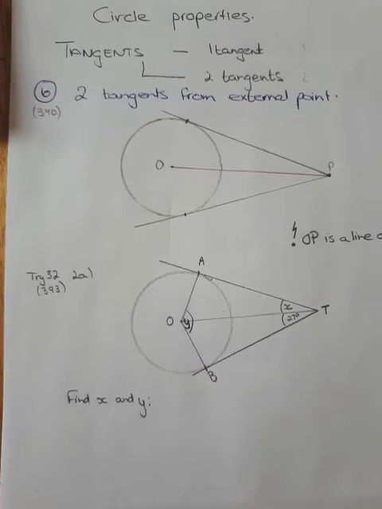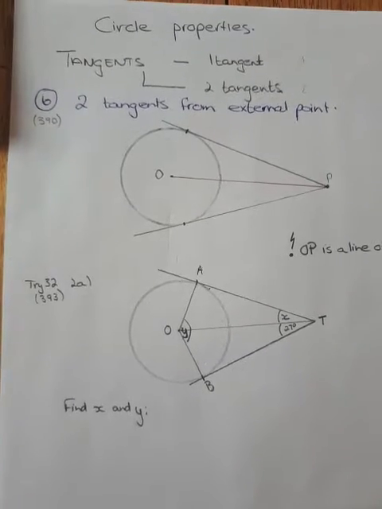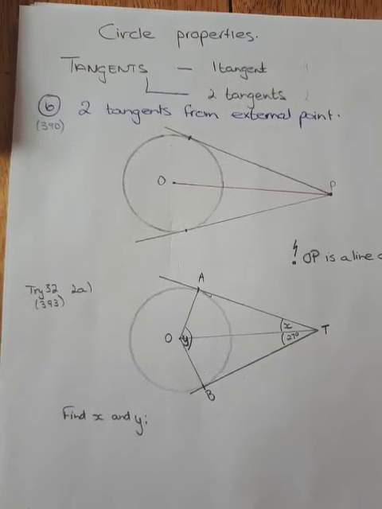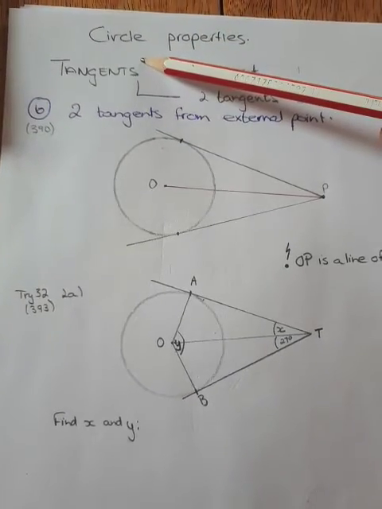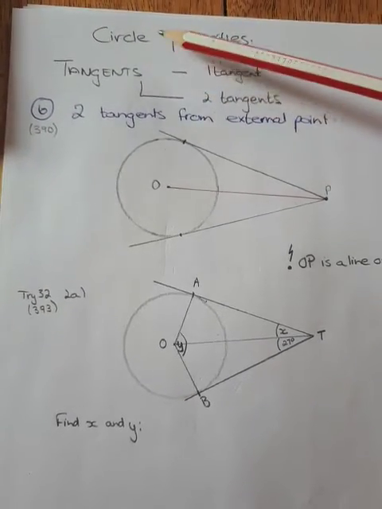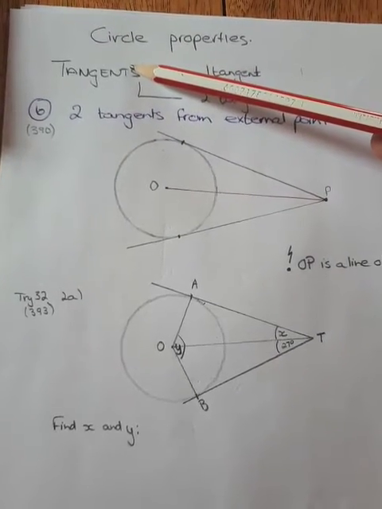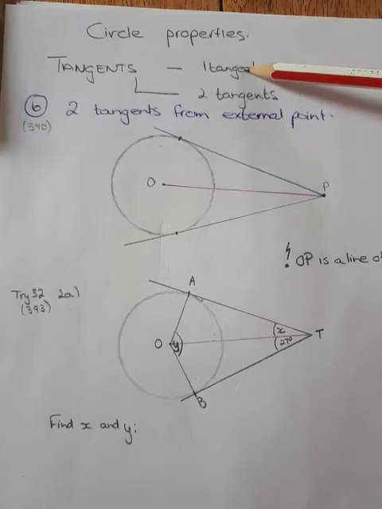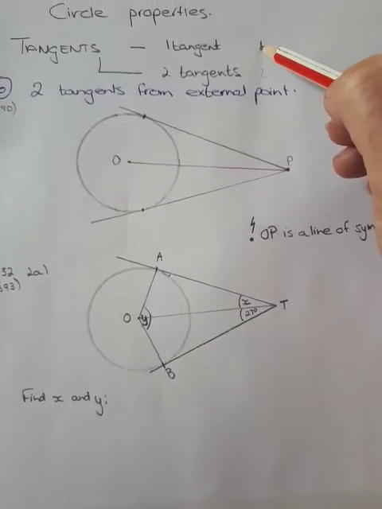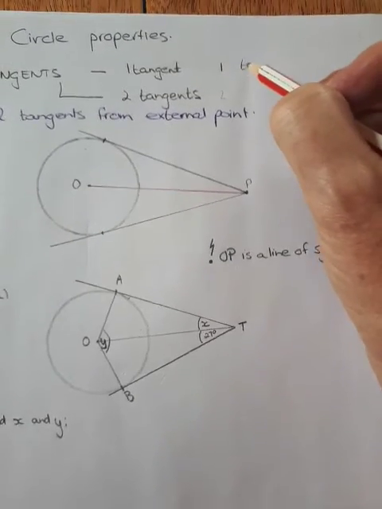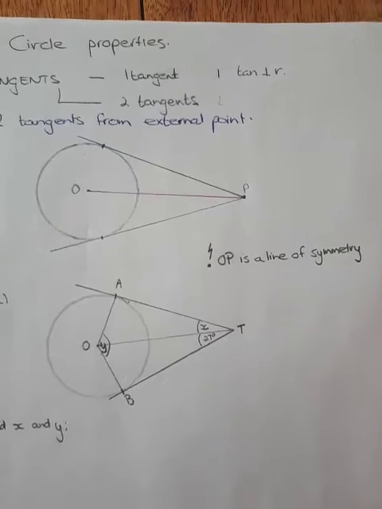Hello, this is the sixth video in the series on circle properties. The previous video was also on tangents, so the fifth property and the sixth property are both about tangents. The fifth property was about one tangent, where we learned one law, and that is simply that the tangent is perpendicular to the radius.